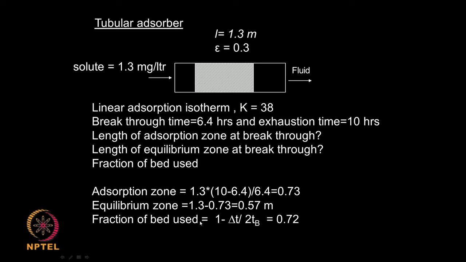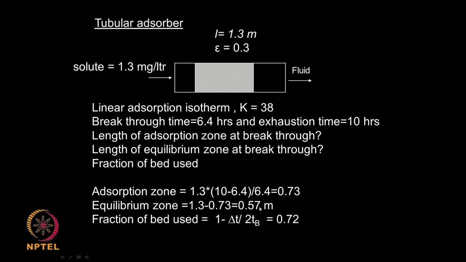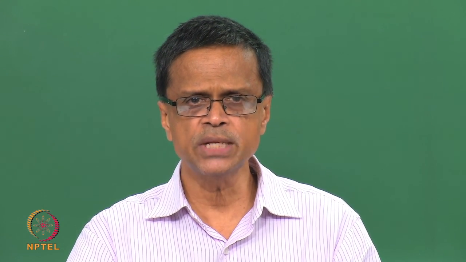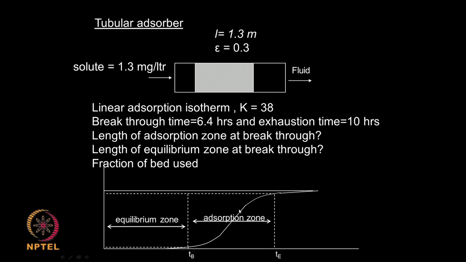So, 0.57 is the equilibrium zone and 0.73 is the adsorption zone. Together it makes the 1.3 meters. So, the relationships for calculating the adsorption zone and the equilibrium zone are given here.